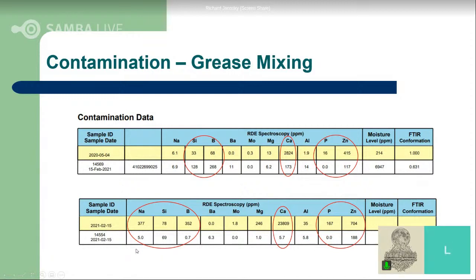That FTIR confirmation number. I actually love this concept in oil analysis and lubricant analysis of taking and trending numbers and coming up with a value, an algorithm, if you will, that helps us quickly understand whether or not we need to take action.